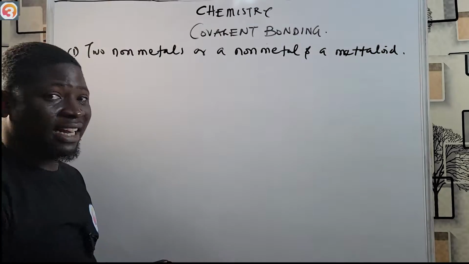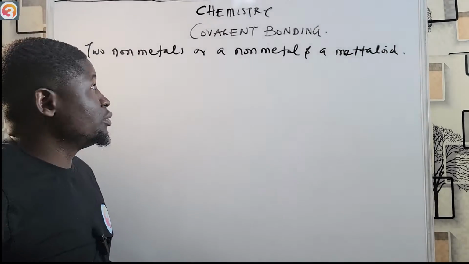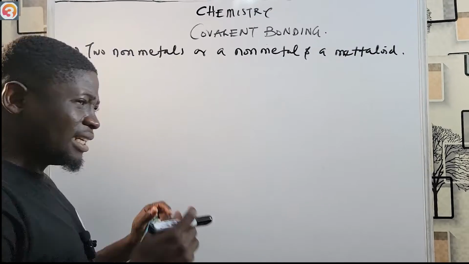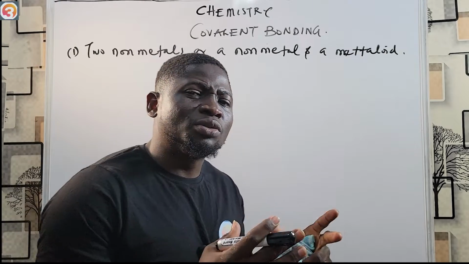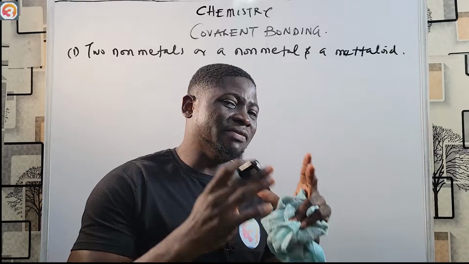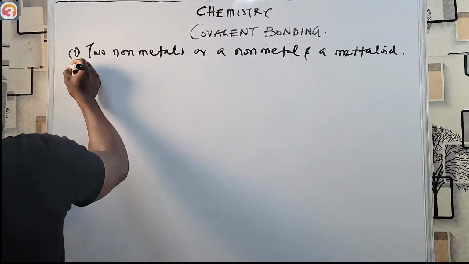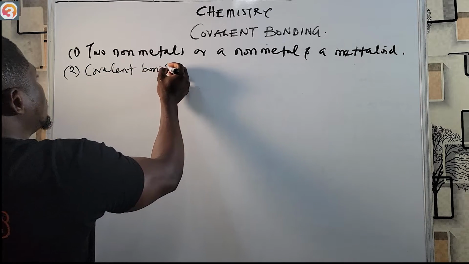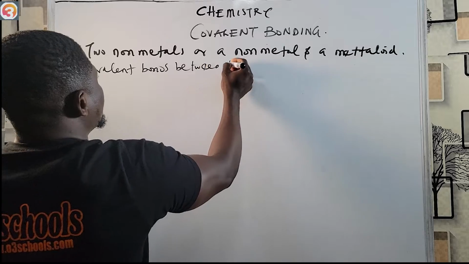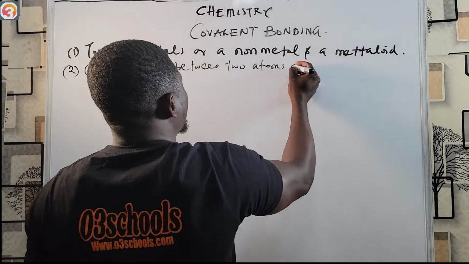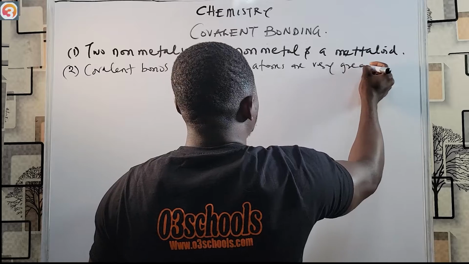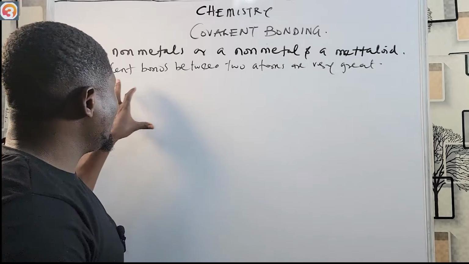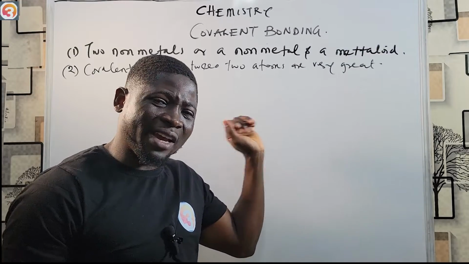All right, I think we have stated that. I've stated that severally, right? So usually between two non-metals, or between a non-metal and a metalloid. And know that the covalent bond between two atoms is very, very great. It is very massive, right? So that's another characteristic. They are not small at all. So the covalent bond between two atoms is very, very great.